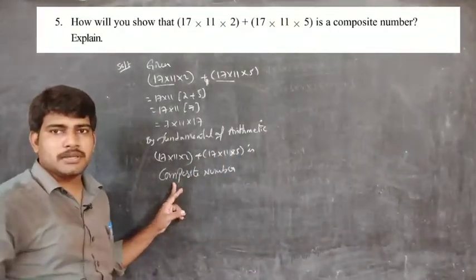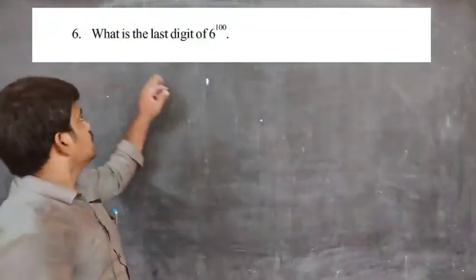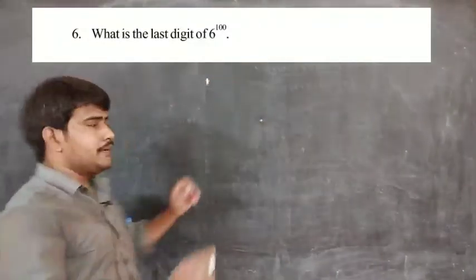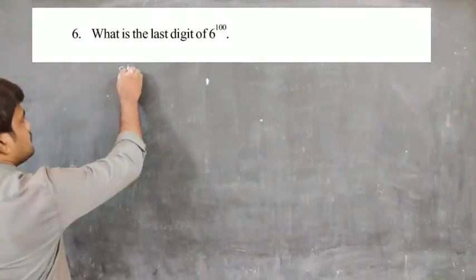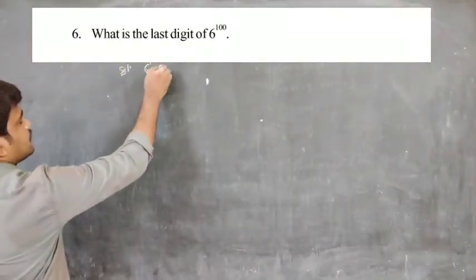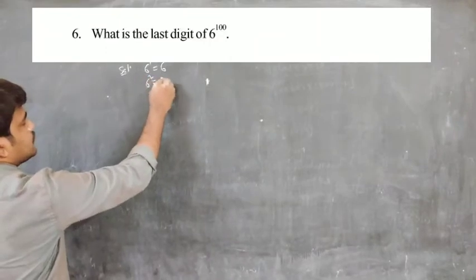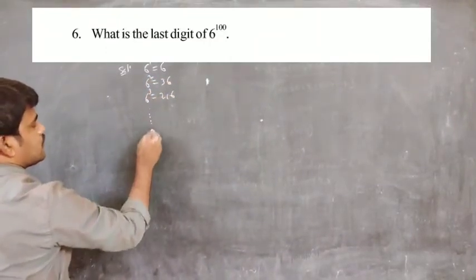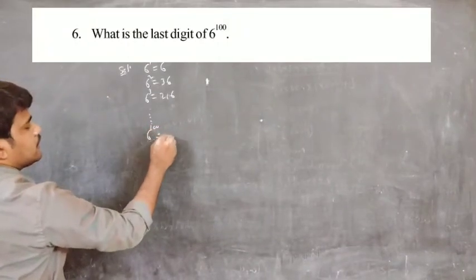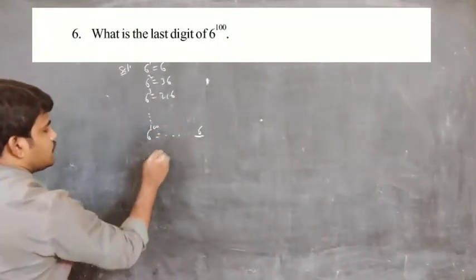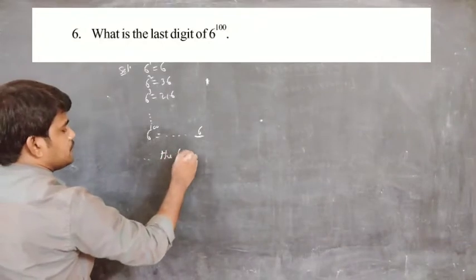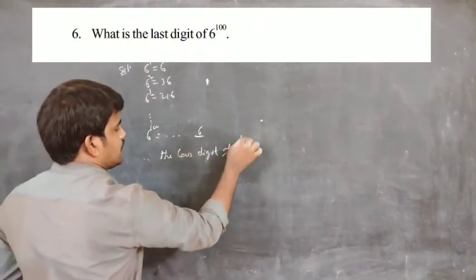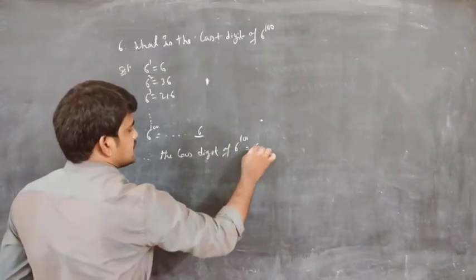Next, sixth question: what is the last digit of 6 power 100? For example, 6 power 1 equals 6, 6 square equals 36, 6 cube equals 216, and so on. 6 power 100 ends with 6. Therefore, the last digit of 6 power 100 equals 6.